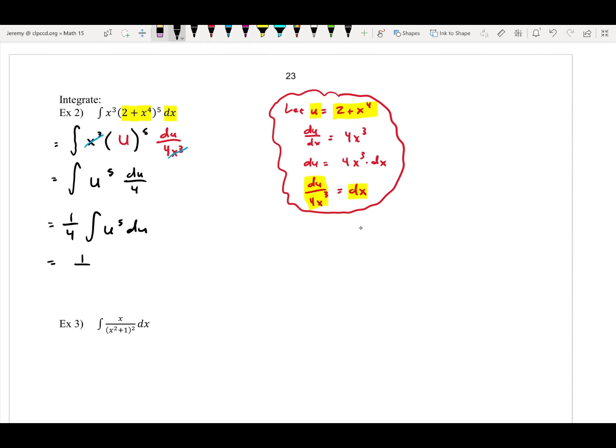Let's do this integral. So 1/4, and then the antiderivative of u to the fifth is u to the sixth over 6 plus c. Remember, we always do the plus c if it's an indefinite integral. So I get u to the sixth over 24 plus c, just multiplying in that 1/4. The last step is to get it in terms of x, so I'll plug in for u, 2 plus x to the fourth, to the sixth, over 24 plus c.